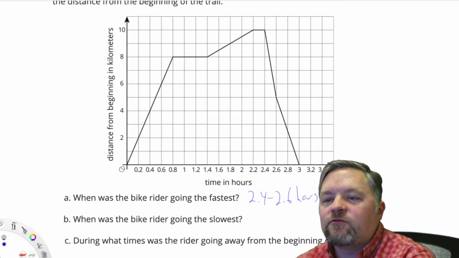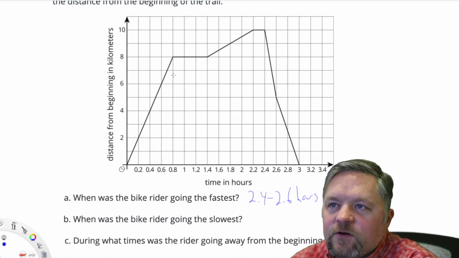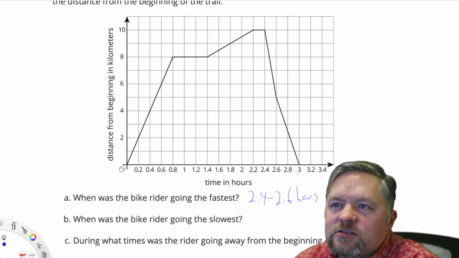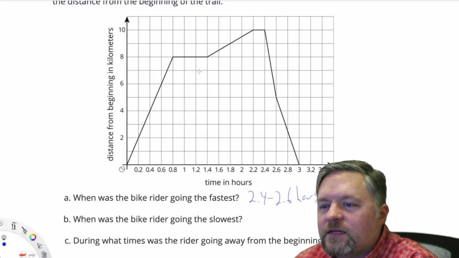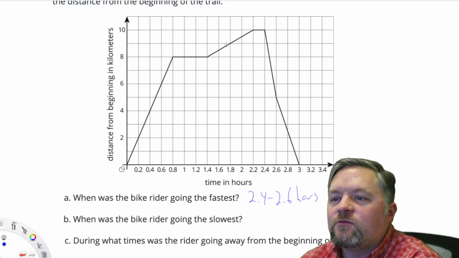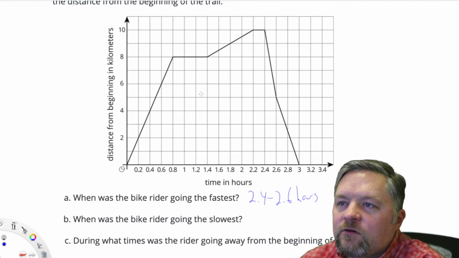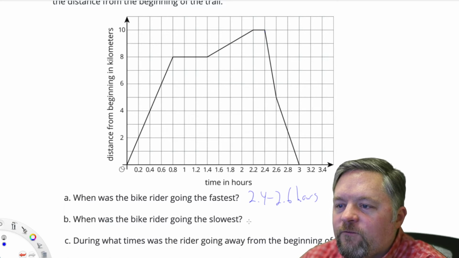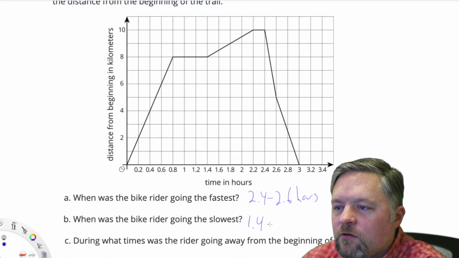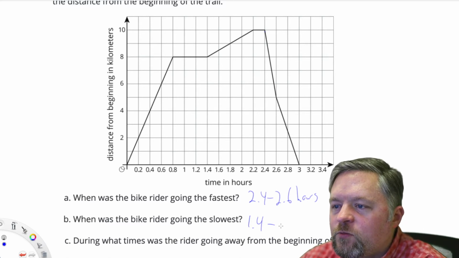When was the bike rider going the slowest? So my first thought with the slowest is stopped. But that's just stopped, not really going the slowest. So shallowest slope is here, which is from 1.4 to here, which is 2.2.